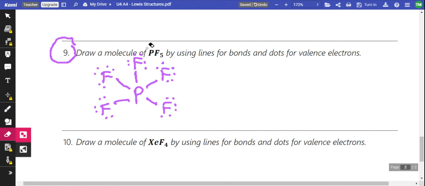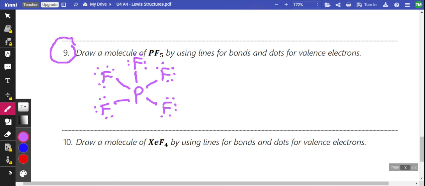So this must be how it is, but it doesn't seem right because we're breaking the octet rule. We have more than 8 valence electrons. If something doesn't seem right about your structure, and your gut's telling you there are not enough valence electrons or there are too many, then we have kind of a surefire way to get a structure to work out.